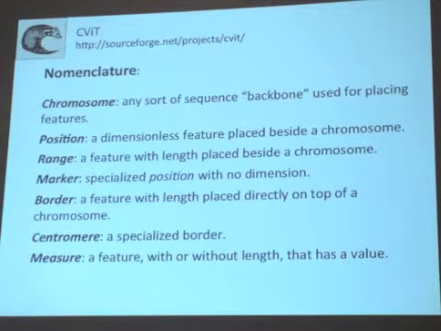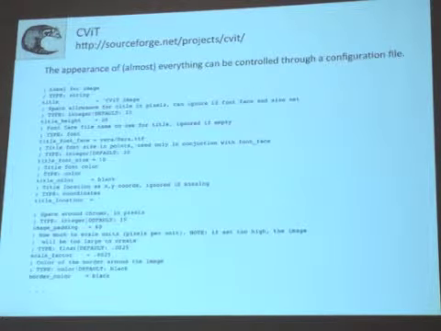I'll just quickly run through this nomenclature. We call it chromosome. It's actually a backbone. This is used for placing the feature. A feature, you've got a position, which is a dimensionless feature. A range has length. Marker, this is really a specialized position that is kept around for legacy reasons. Border, this goes directly on top of the chromosome like the bands in the previous picture. Centromere is a specialized border. And then the measure is a feature. It may have length or not, but it has a value which can be displayed as a heat map or a histogram, or a distance as in the CGI image.